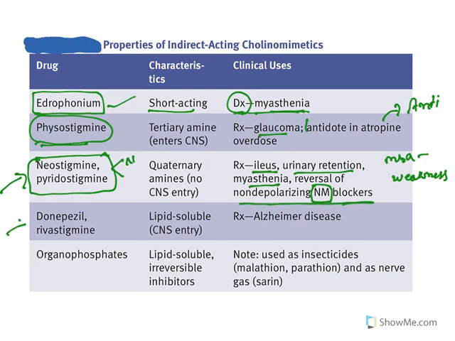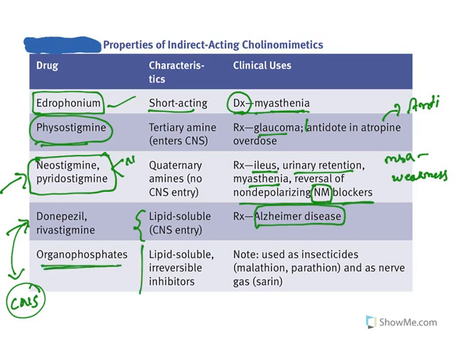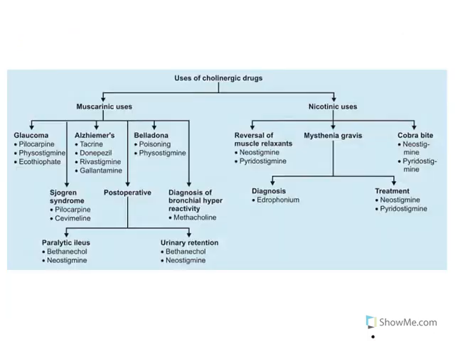Next one, donepezil and rivastigmine. If you remember, they have high lipid solubility. They will get into the central nervous system. They are lipid soluble, hence they are used to treat Alzheimer's disease, a memory loss disease. Last but not the least, organophosphates, lipid soluble irreversible inhibitors. They are only used as insecticides and nerve gases. Nerve gases are toxins. So these are all the clinical uses of indirectly acting cholinomimetics.